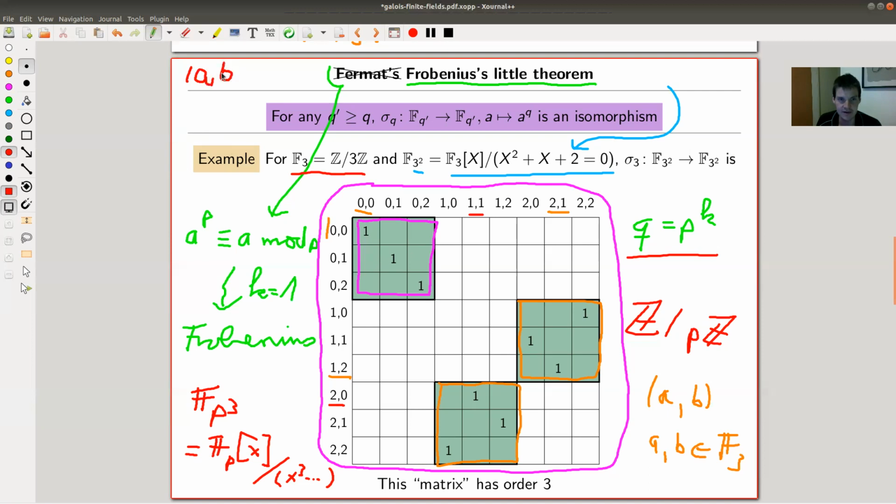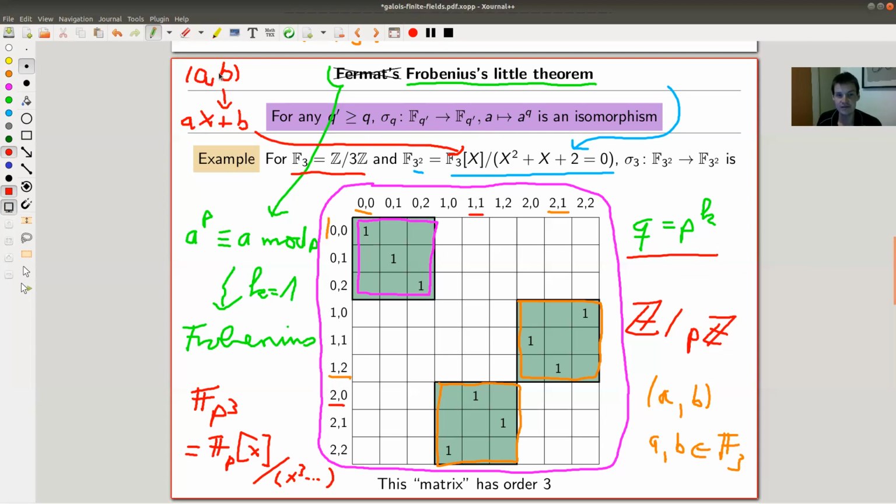Let's do AB. The AB tuple should be A times X plus B in this description of the polynomial ring. So A times X plus B. So let me do an example.